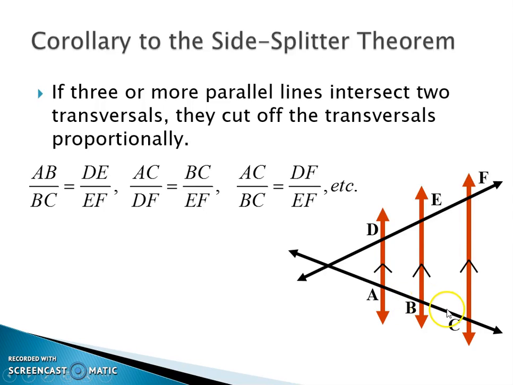So here you have AB is proportional to BC, AC is proportional to DF, and then BC to EF, AC to BC, DF to EF. So basically the top side and the bottom side are proportional. If 3 or more parallel lines intersect two transversals, this top side and this side are proportional, and the whole thing on the top and the whole thing on the bottom are proportional.